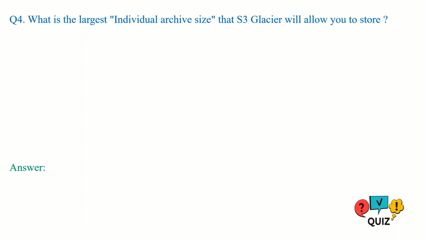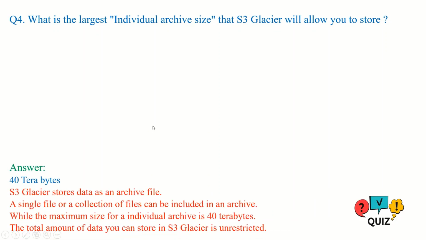So what is the largest individual archive size that S3 Glacier will allow you to store? 80 TB. Anybody else? Okay, it's 40 terabytes.